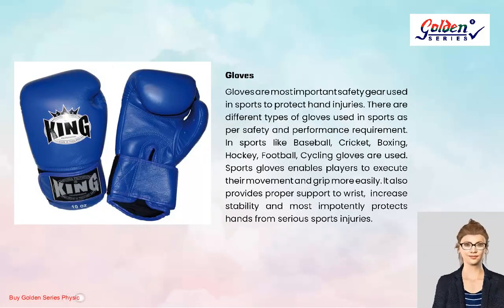Gloves. Gloves are most important safety gear used in sports to protect hand injuries. There are different types of gloves used in sports as per safety and performance requirement. In sports like baseball, cricket, boxing, hockey, football, cycling, gloves are used. Sports gloves enable players to execute their movement and grip more easily. It also provides proper support to wrist, increases stability and most importantly protects hands from serious sports injuries.